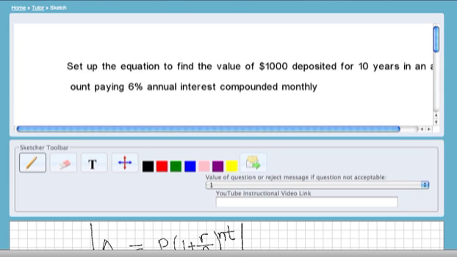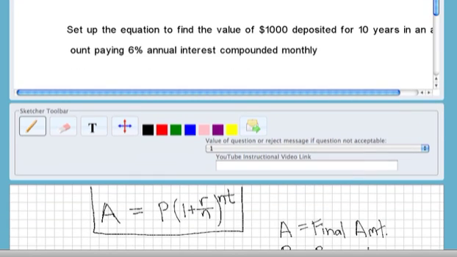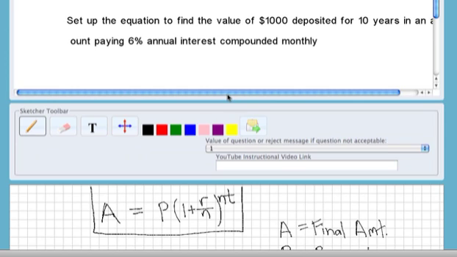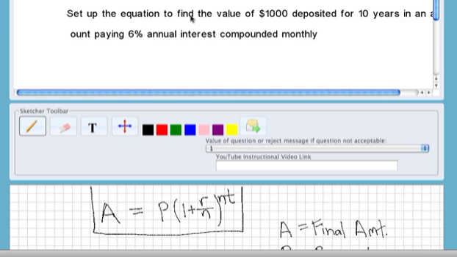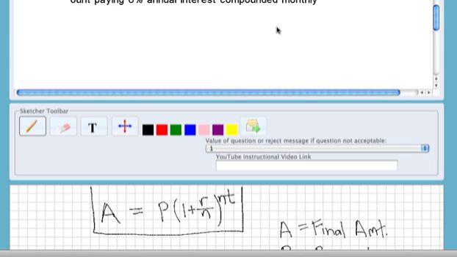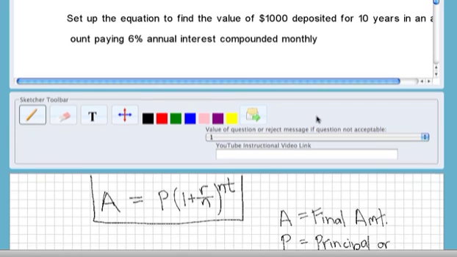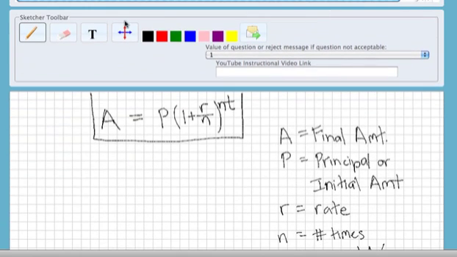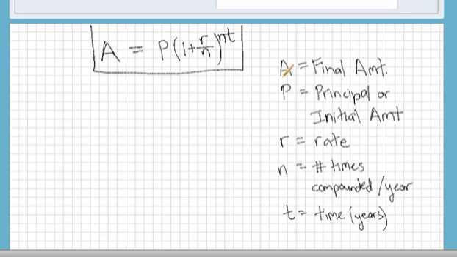All right, so let's get cracking with this question here. It says set up the equation to find the value of $1,000 deposited for 10 years in an account paying 6% annual interest compounded monthly. So the first thing is it says find the value of $1,000 deposited. I've written out the equation here. This is the equation you use when interest is compounded n times per year. So I've written out here on the right all of the variables in the equation and what they mean.